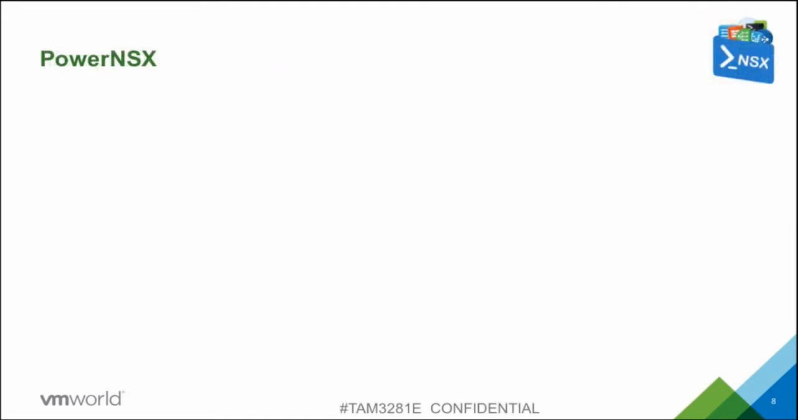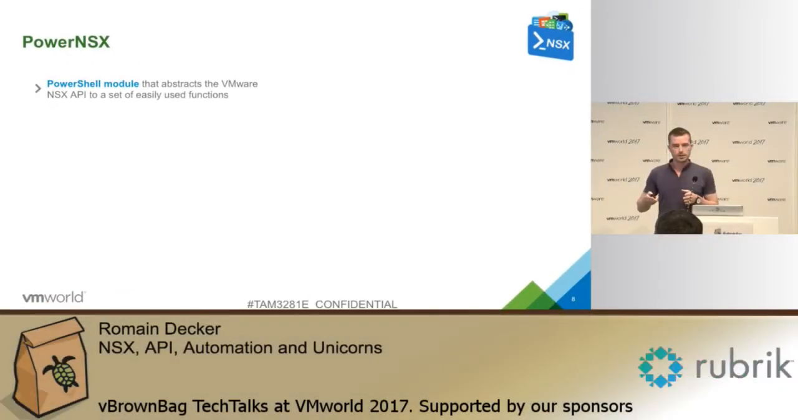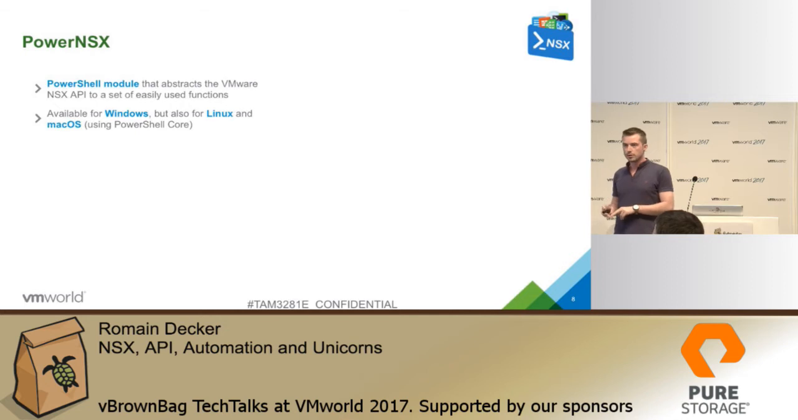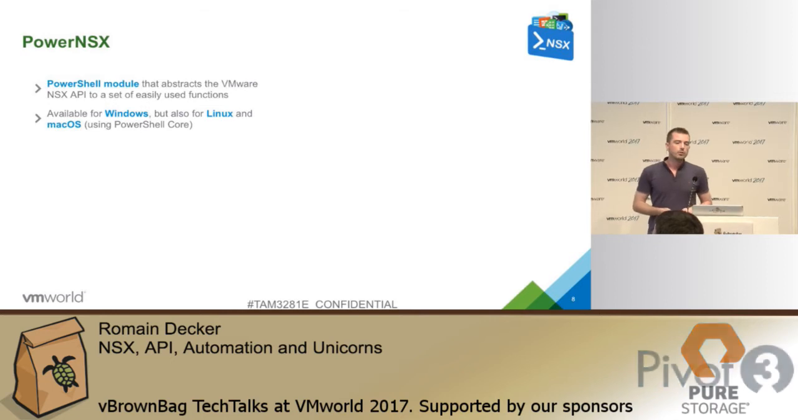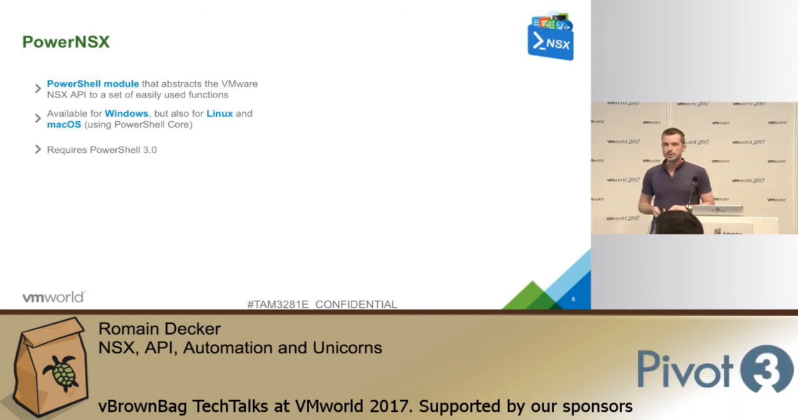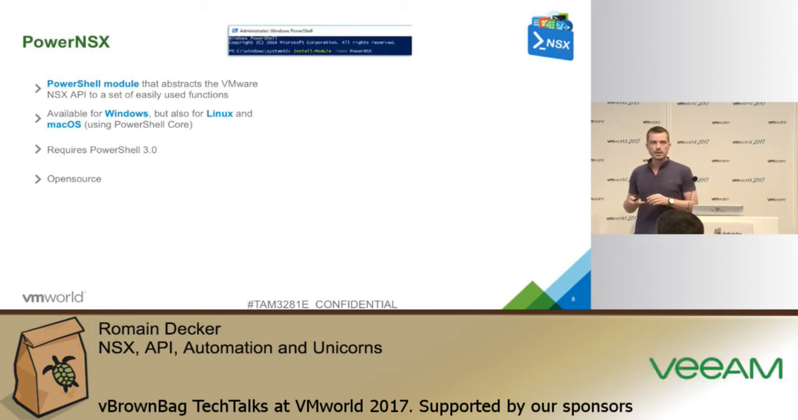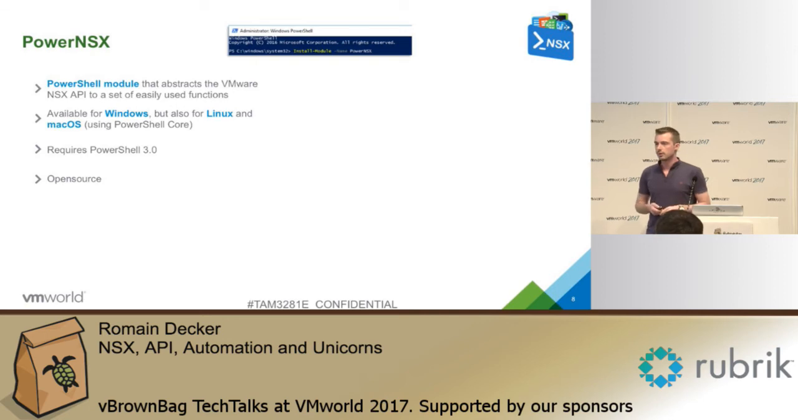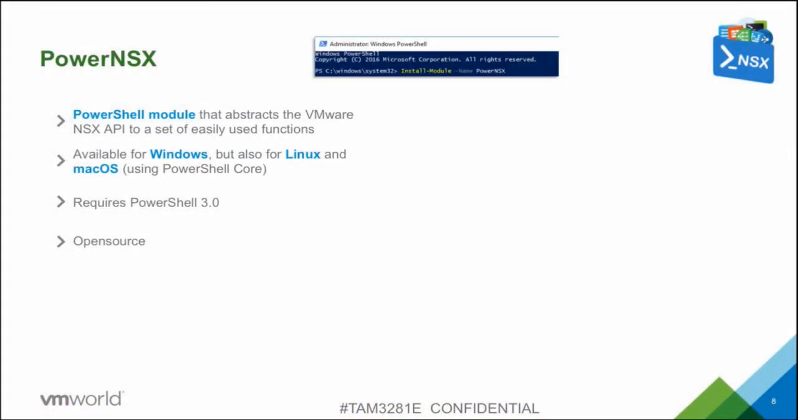Then we have PowerOnEssex, which is very trendy nowadays. It's a PowerShell module that abstracts and translates the NSX API into PowerShell functions. It's available on Windows, but also on Linux and macOS using PowerShell Core, or even with a Docker container. You require PowerShell 3 at least, and it's open source. If you have at least PowerShell 5, you can install it easily using PowerShell Gallery, doing Install-Module -Name PowerOnEssex, and you're all set. You don't have to download something. It will download it for you and install it automatically.